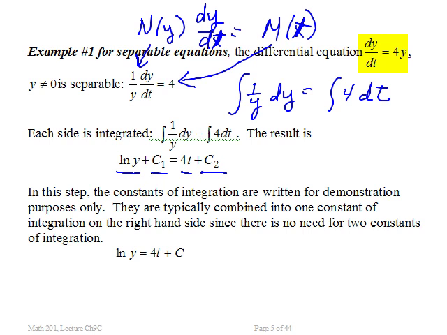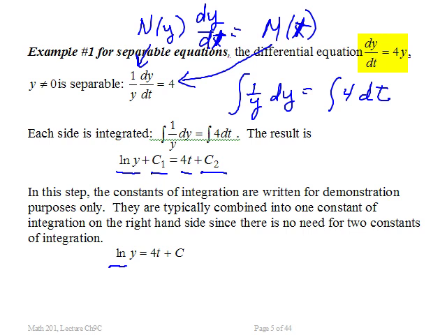Theoretically, there is a constant of integration on either side of the equal sign, but because these two numbers are constant, it doesn't matter that we solve for them separately. We can lump them together, and this is how it's typically done. We lump them together on the right-hand side.